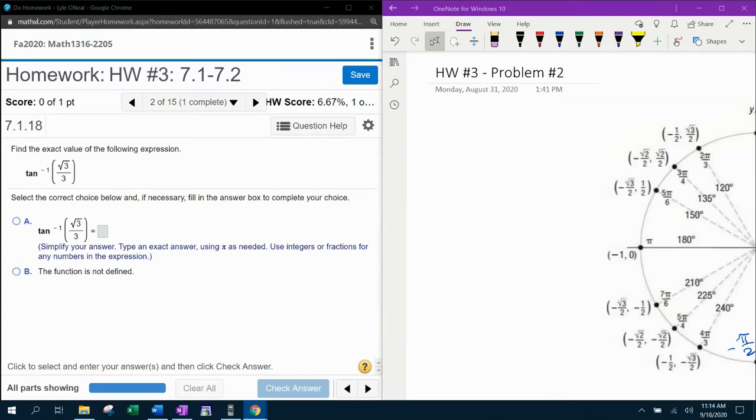All right, here we go. Question number 2 from our 1316 homework number 3 in MyLab Math. And they want us to find the exact value of the following expression.